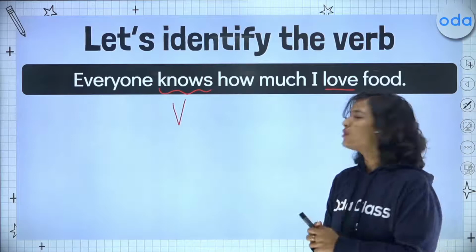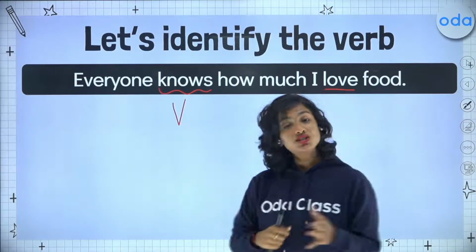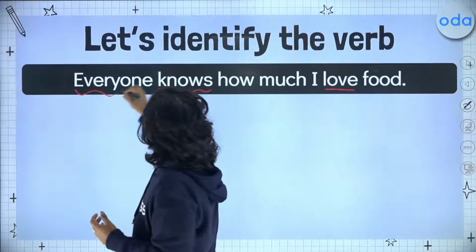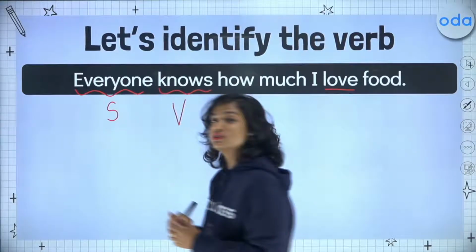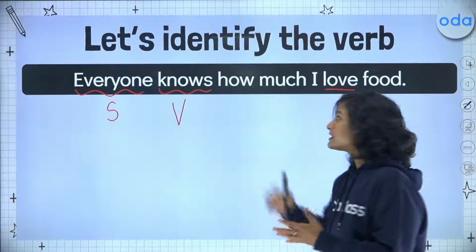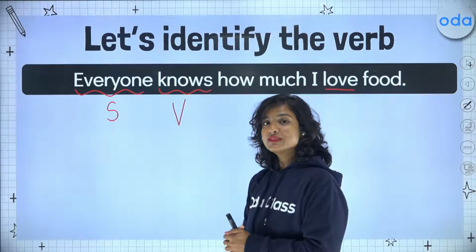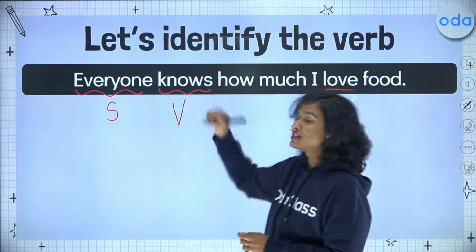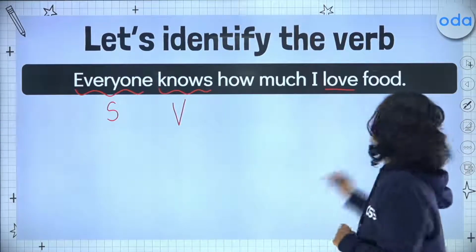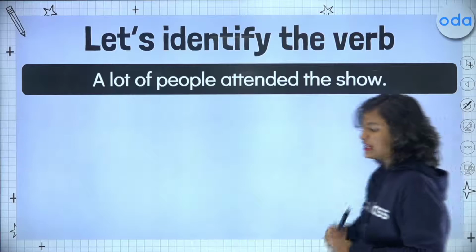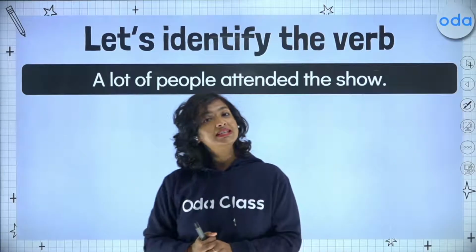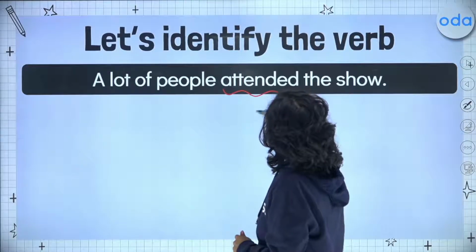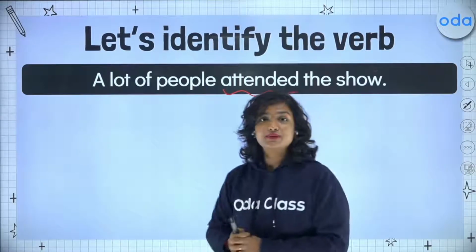But for now, I want you to focus on the fact that the action being performed in this sentence, right? We know that everyone is our subject here. And what action is everyone performing? It's knowing how much I love food, which is why here knows is our primary verb. Once again, here, a lot of people attended the show. So, fairly simple here to identify our verb, attended.